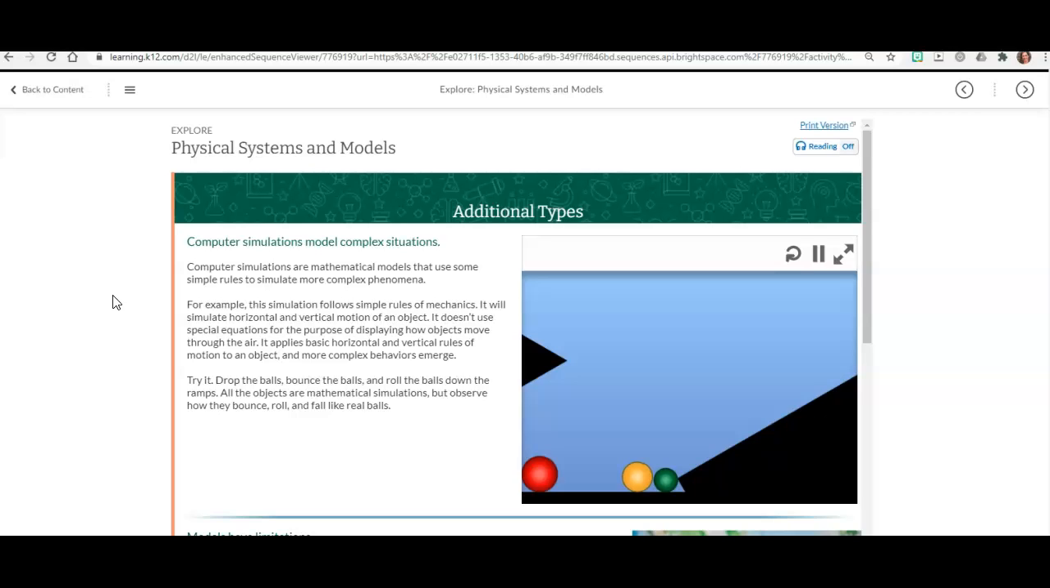So try it. We're going to drop the balls, bounce the balls, and roll the balls down the ramps. All the objects are mathematical simulations, but observe how they bounce, roll, and fall like real balls. All right, so we're able to pick them up and see how they behave. So just because of the programming and the rules of the mathematical equations that were put in, we're able to understand how these different balls will react when they're placed on different surfaces and heights.